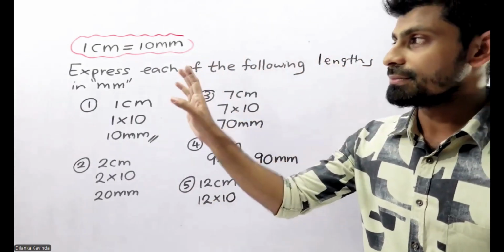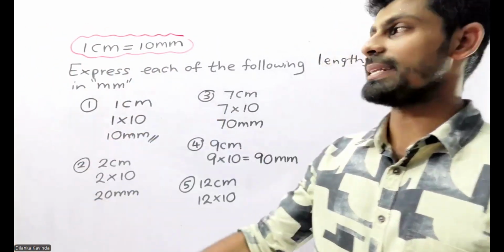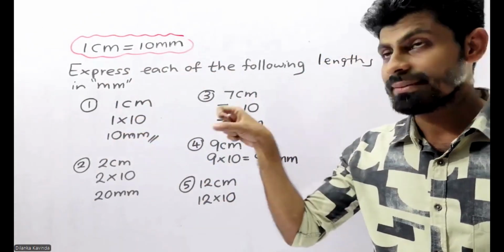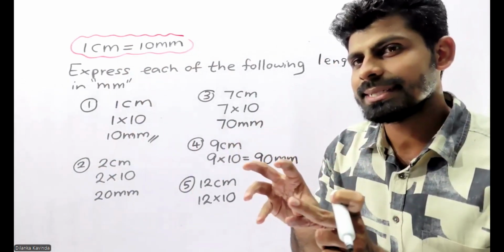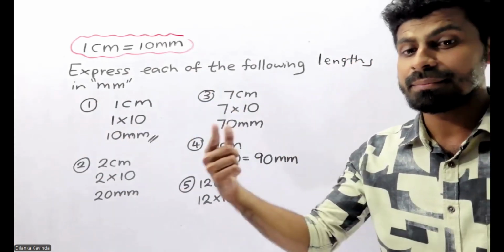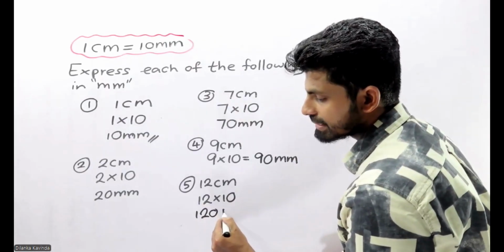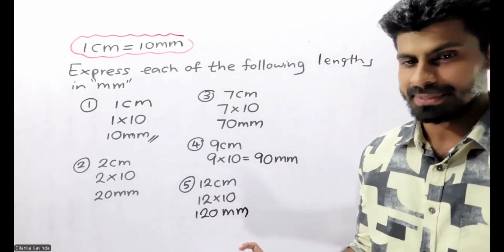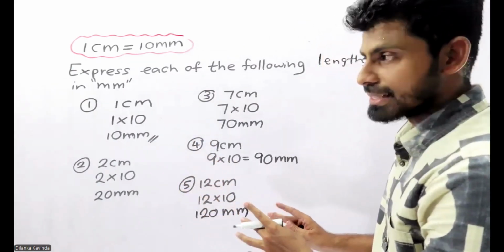Now we are going to convert centimeters. How to convert centimeters into millimeters? Express each of the following lengths in millimeters. So they are giving centimeters. We need to convert to millimeters. How to convert centimeters into millimeters? We need to multiply by 10. 12 and 0, 120 millimeters. Okay, 5 questions are there.